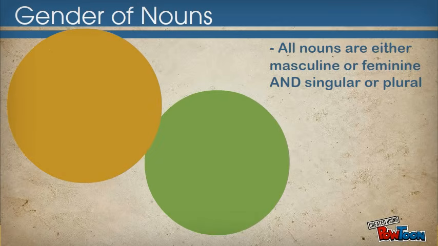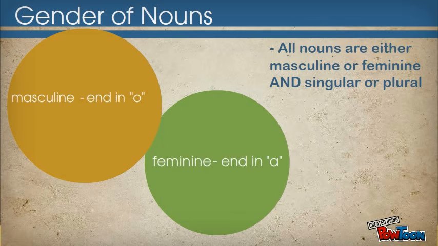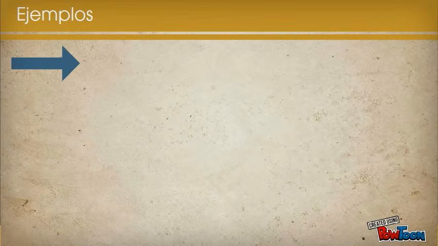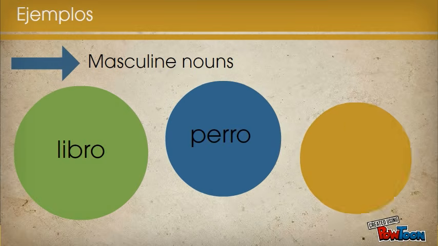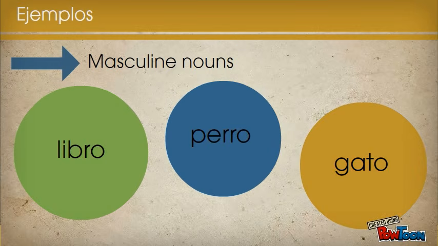Masculine nouns usually always end in O. Feminine nouns usually always end in A. Here are some examples of masculine nouns. Notice how all these nouns end in O. Libro, perro, gato.